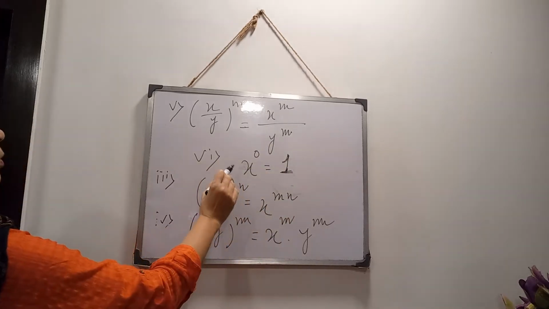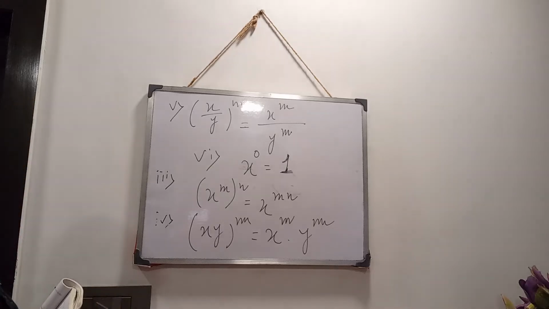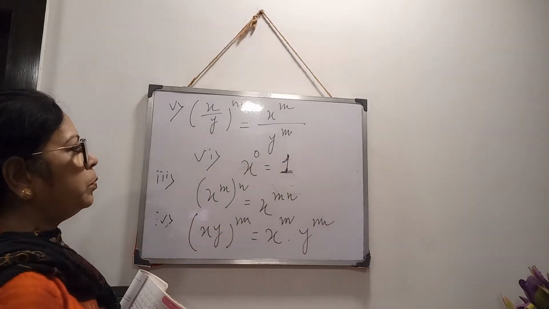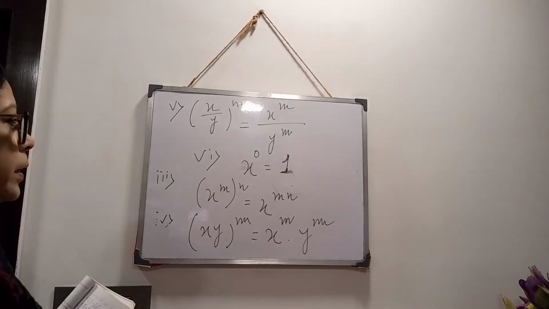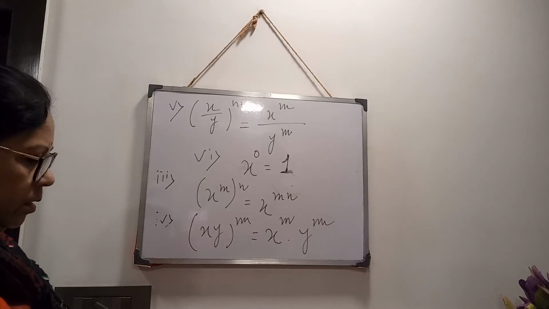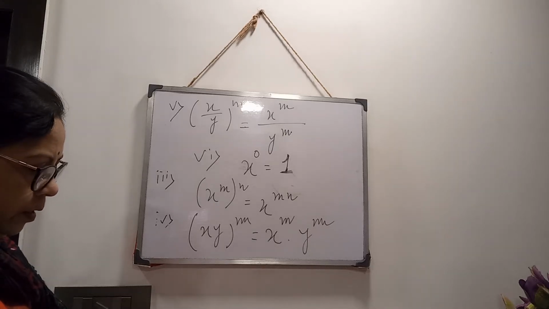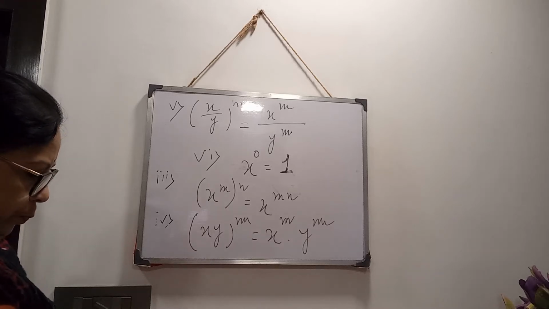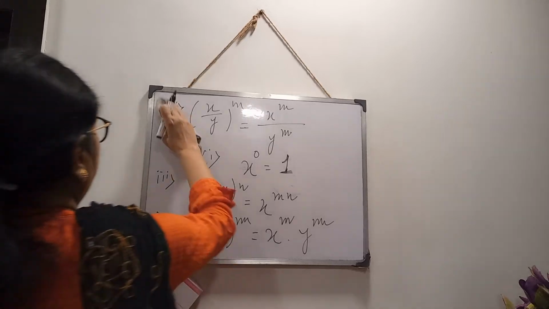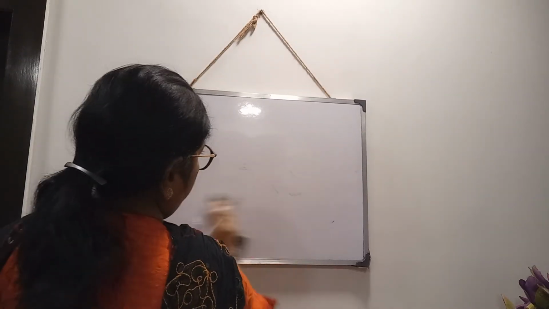Any non-zero finite quantity to the power 0, its value is always 1. Here x to the power 0 is 1, maybe a to the power 0, maybe 5 to the power 0. Clear? Then what is there in exercise 2? Find out the values of this. Okay, you have to evaluate the value of this problem.